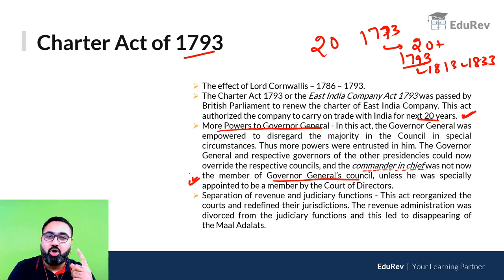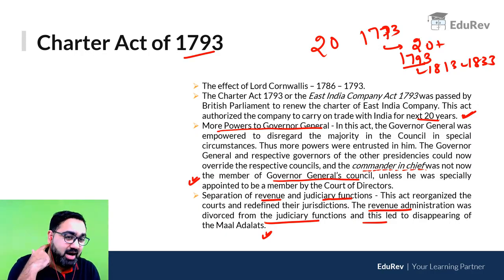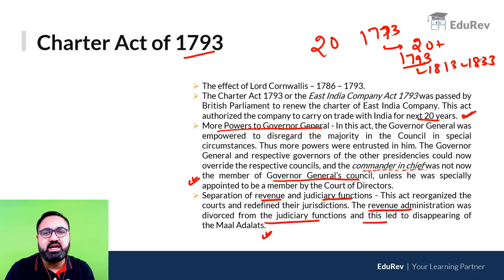Apart from this, एक और काफ़ी important चीज़ हुई थी from 1793 Charter Act. There was a separation of revenue and judiciary functions. So revenue administration, revenue courts अलग हो गए थे, and the judicial courts were separate. और इसीलिए माल अदालत बनाई गई, माल अदालत चली गई थी. माल अदालत्स were the courts that were adjudicating over revenue cases also, other kinds of cases also.